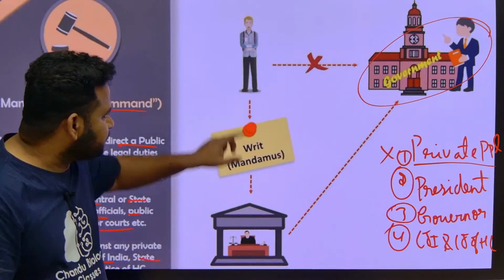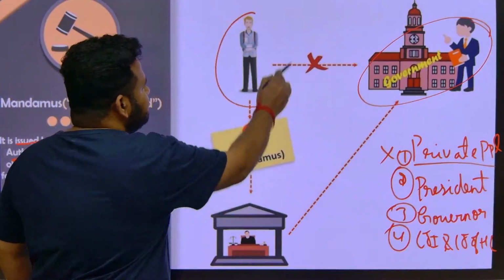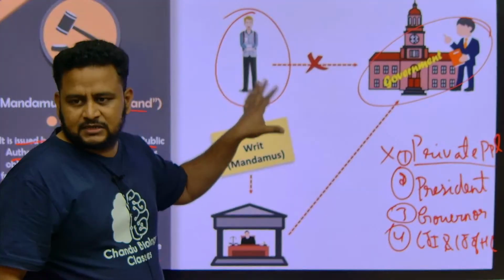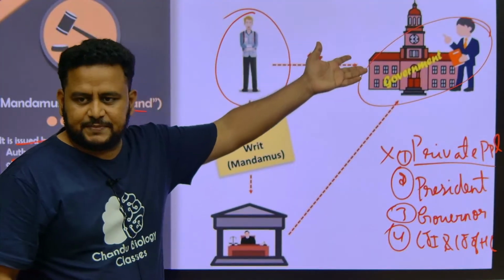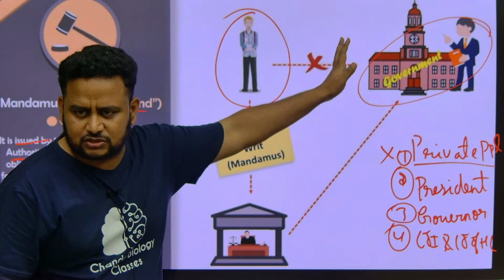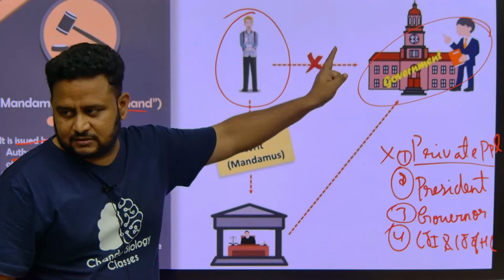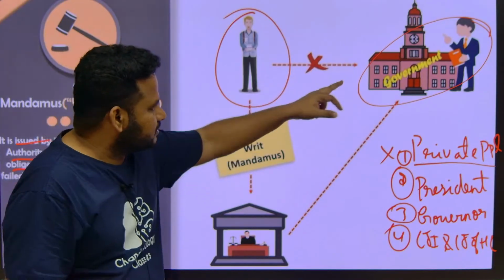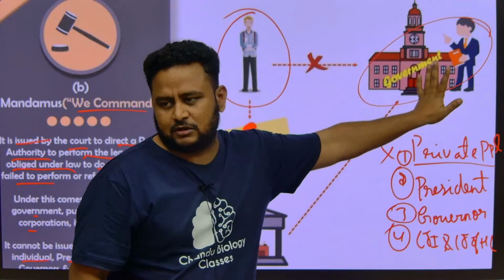So suppose this person, for example, has got a seat in some medical college, that is a government medical college, or any private medical college also. If it is a government seat, at that time this person goes to, for example, a government medical college.